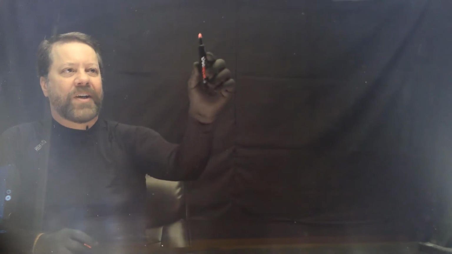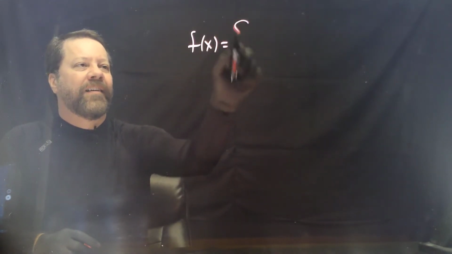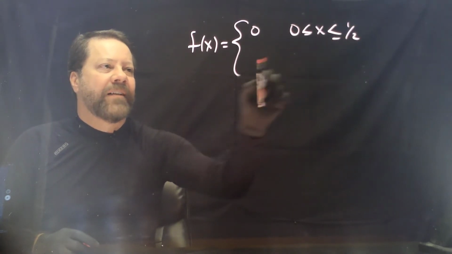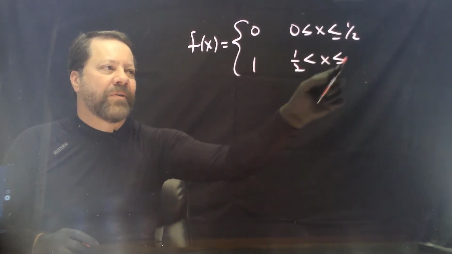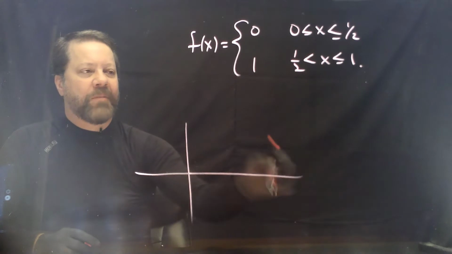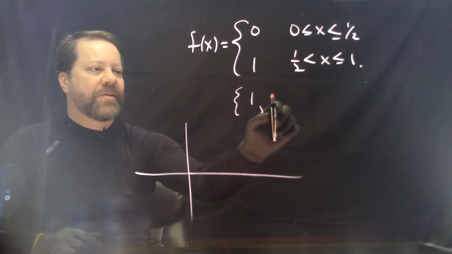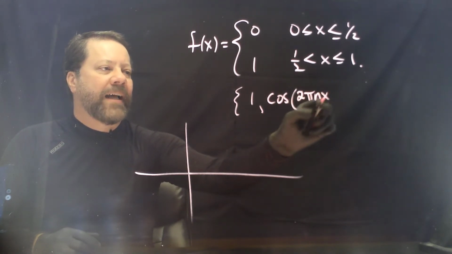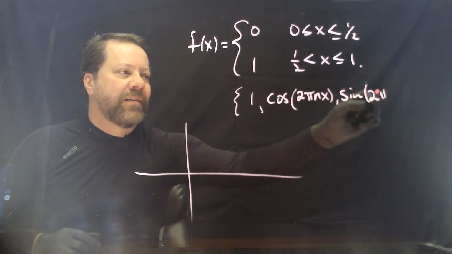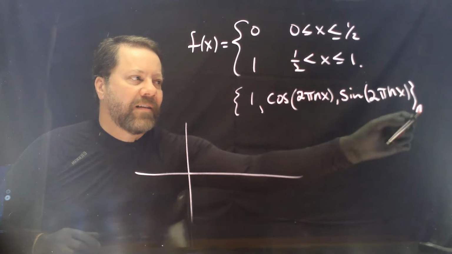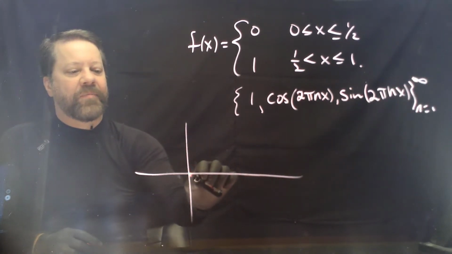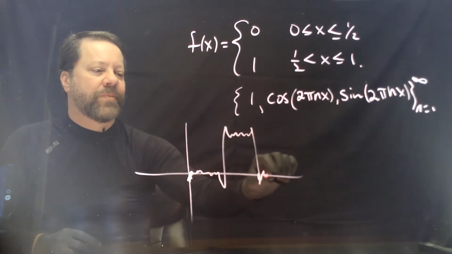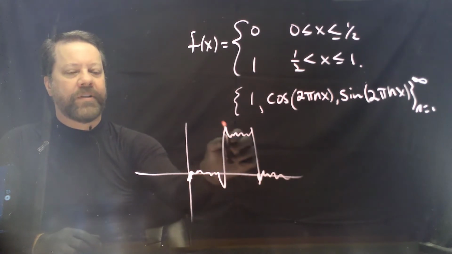However, we saw that with respect to our function, 0 less than or equal to x less than or equal to 1/2, and 1/2 less than x less than or equal to 1, and projecting onto the basis cosine 2 pi nx, sine 2 pi nx, that our approximating functions were something like this, where there was a little bit of overshoot, illustrating the Gibbs phenomenon on each side.